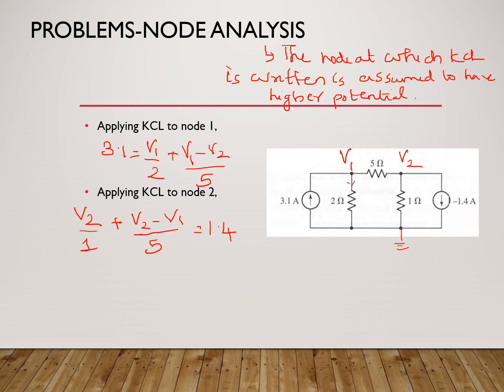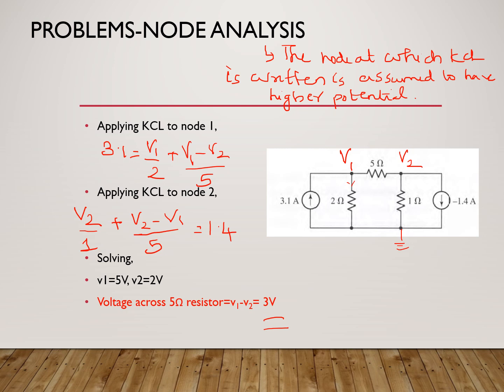So you've got two equations, and you can solve this and find the values of V1 and V2. The main point is how to write the equations. Once we write the equations, we can solve. The question was to find the voltage across the 5 ohm resistor. Since V1 is found to be greater than V2, V1 is 5 volt and V2 is 2 volt. So the voltage across the 5 ohm is V1 minus V2, which is 3 volt. This is how you solve the equations using nodal analysis.